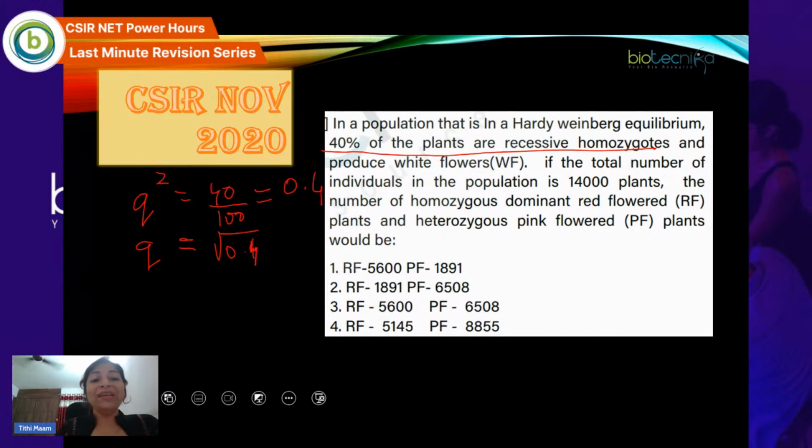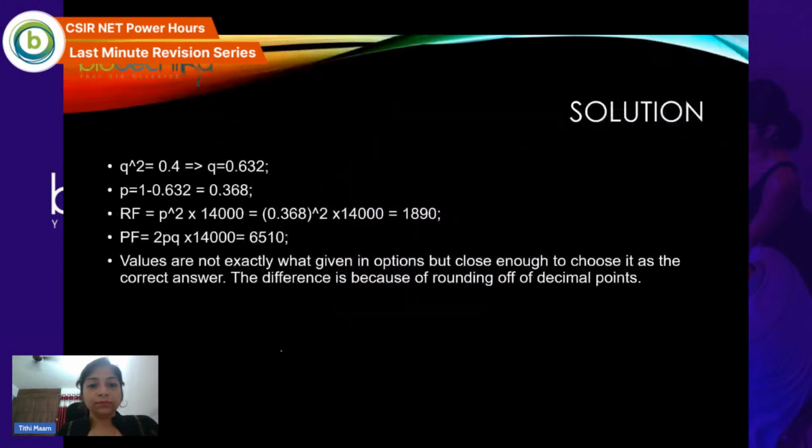The standard basic calculator will be provided to you in your system, so you can do this square root calculation. It will come as, I think, 0.6 something. Yeah, 0.632.